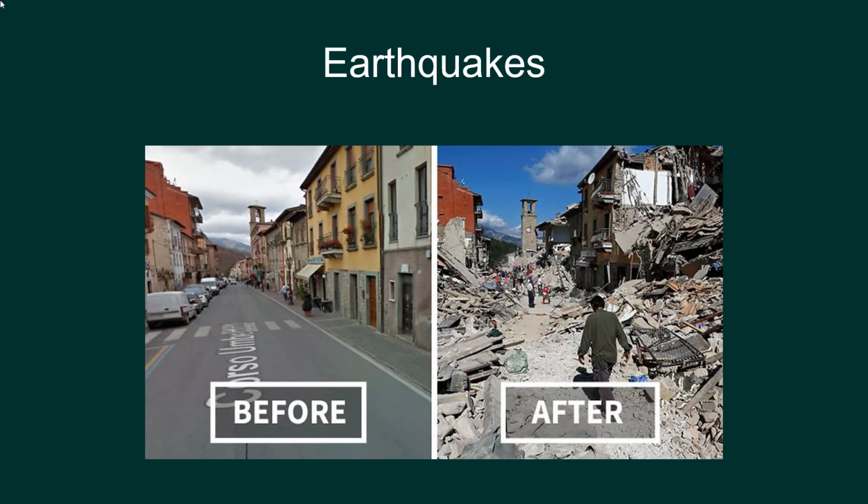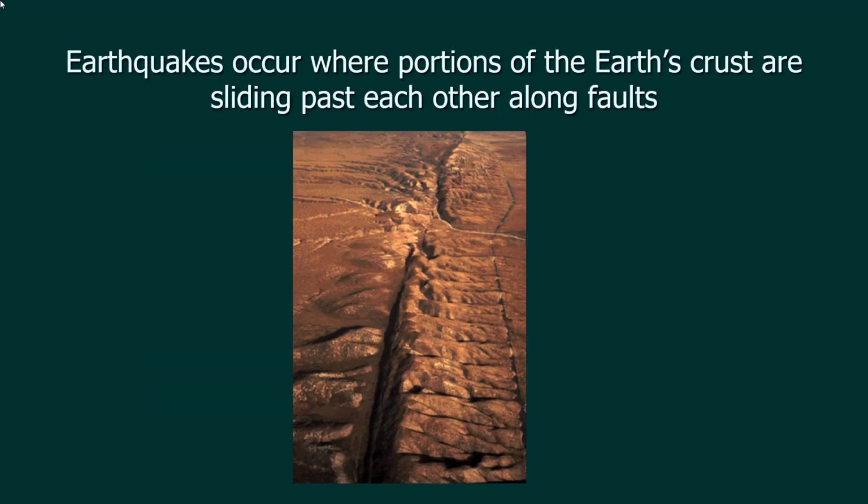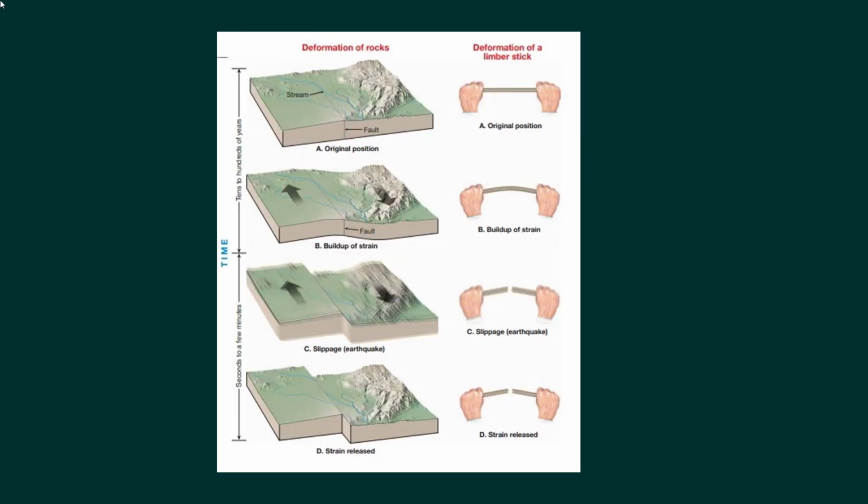So anyway, let's take a look. Earthquakes are what happens where you have portions of the Earth's crust sliding past itself, and these breaks in the Earth's crust are called faults. As we'll see in a minute, there are four different kinds of faults that we can place into two different categories. But first, let me just say this because this is kind of important.